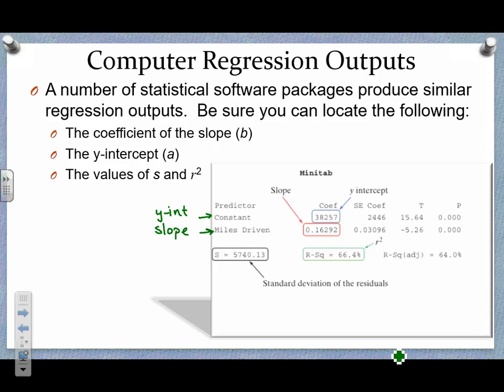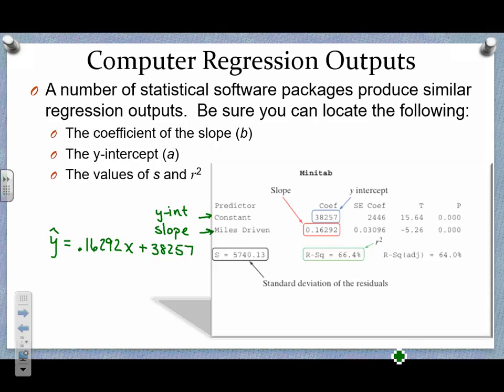So if we were given this particular output and it said, what is the equation of the regression line? What would we write? How would we write our equation based on the information in the table here? How do I write a regression line equation? So 0.16292 x. Slope always goes on x. Plus 38,257. And what's this going to equal? Y hat.